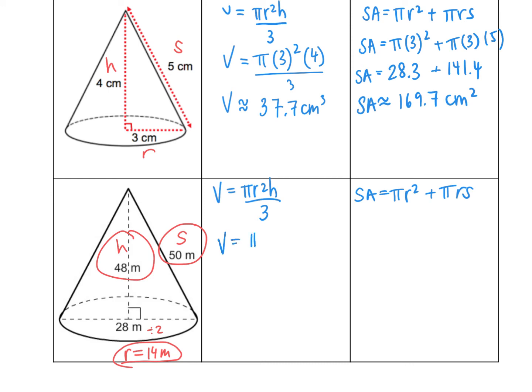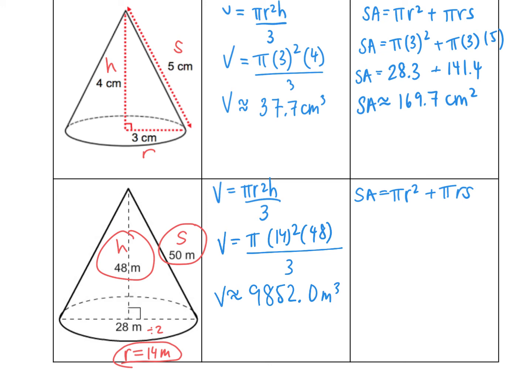So for your setup, you should have pi 14 squared times 48 for the height, all divided by 3. And when we plug that into your calculator, hopefully you got approximately 9,852.0 meters cubed. Make sure your units are cubed here because it's volume.